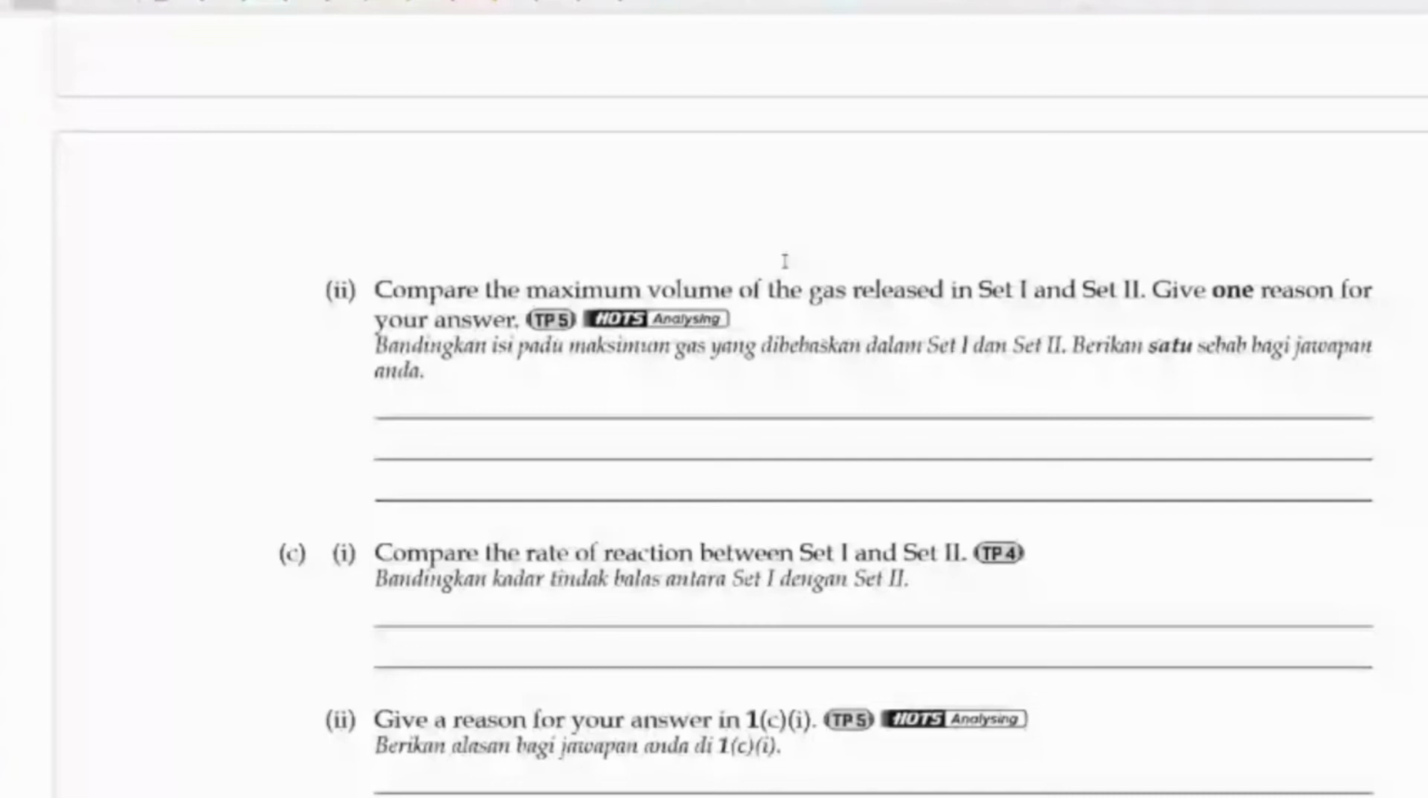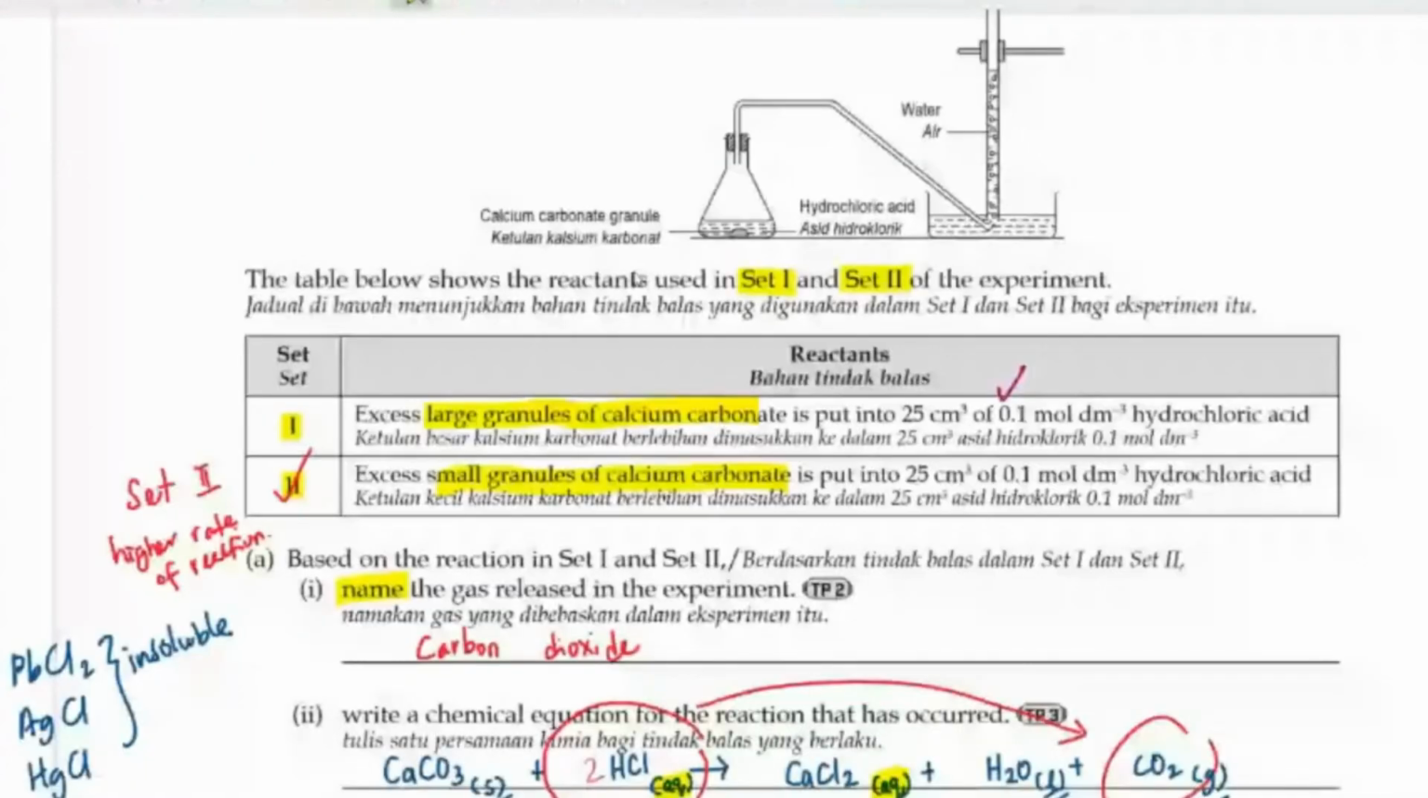So we have to look into the conditions. Here you see, this one is large-size calcium carbonate, this one is smaller granules of calcium carbonate. Then the volume is the same, the concentration is the same, the acid is also the same. So the only difference here is the size only. Size only affects the rate of reaction.